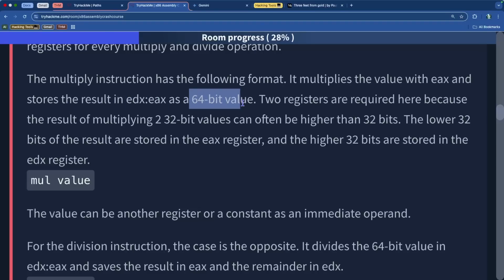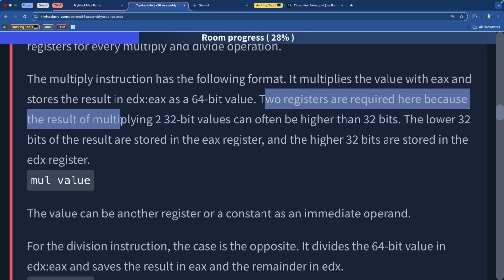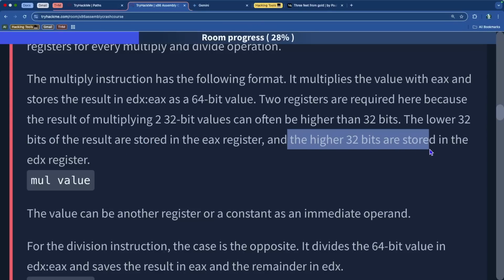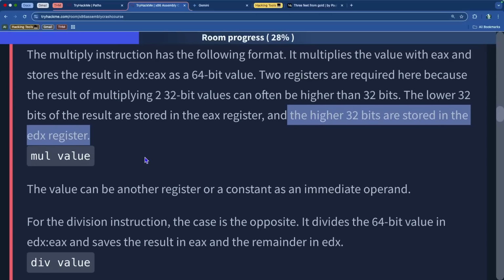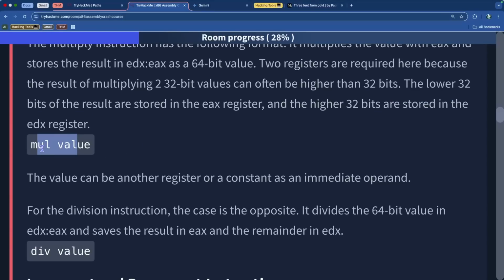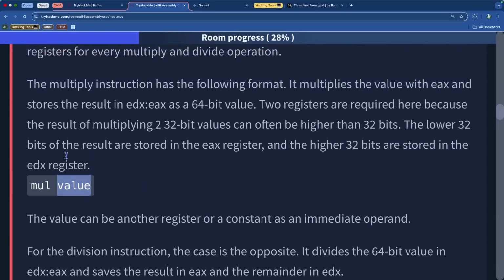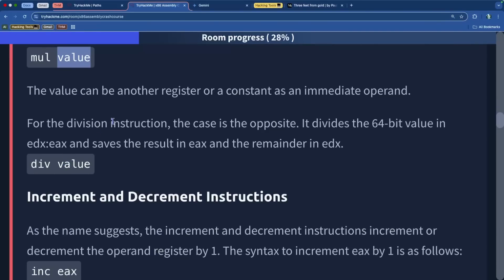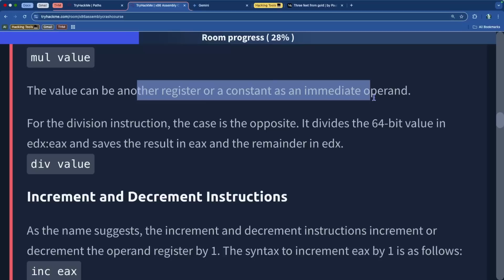:EAX as a 64-bit value. Two registers are required here because the result of multiplying two 32-bit values can often be higher than 32 bits. The lower 32 bits are stored in the EAX register, and the higher 32 bits are stored in the EDX register. The MUL value is essentially the syntax for multiplying, and then DIV value would be the syntax for dividing, and the value can be another register or a constant as an immediate operand.